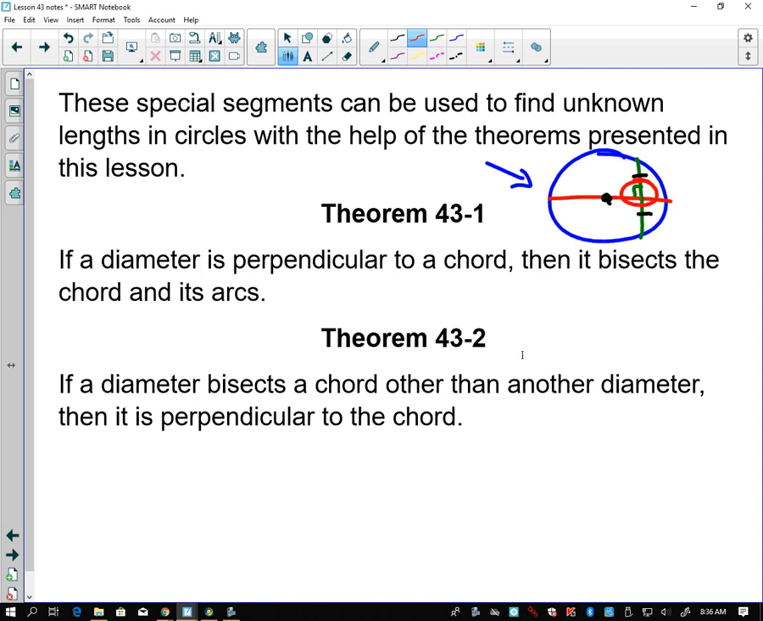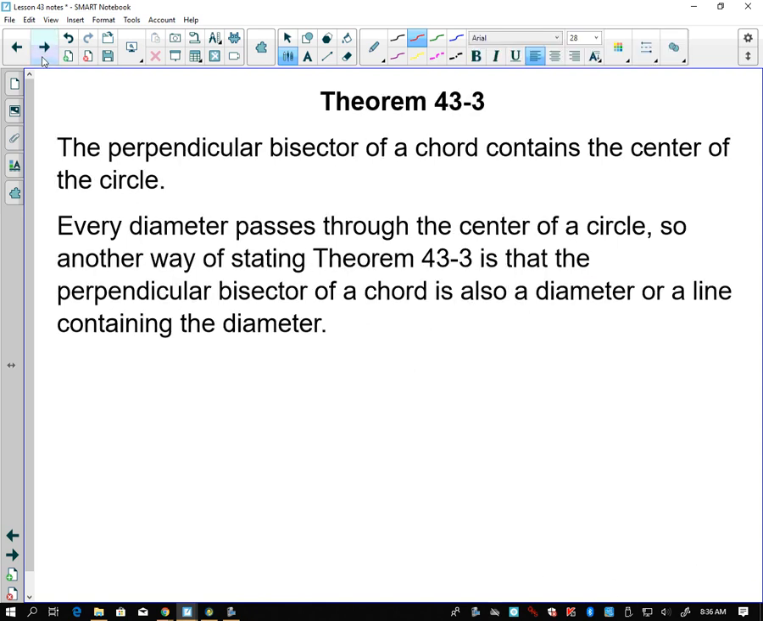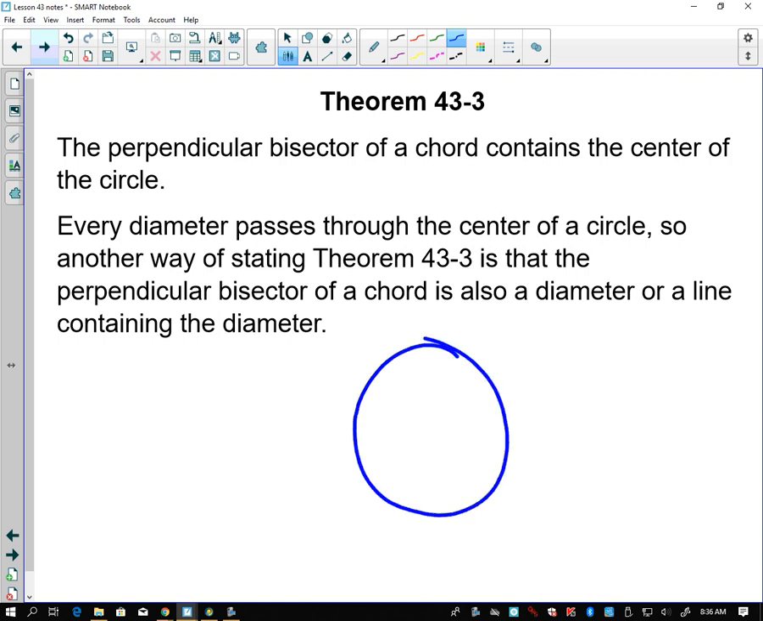Those two things work in comparison and contrast to each other. I lost my cursor. There you go. All right, and then theorem 43-3, the perpendicular bisector of a chord contains the center of a circle. Basically what they're saying there is, let's draw something a little different here. If I have a chord and I have a line that has bisected this and meets it at a right angle, then I know that this red line is a diameter.